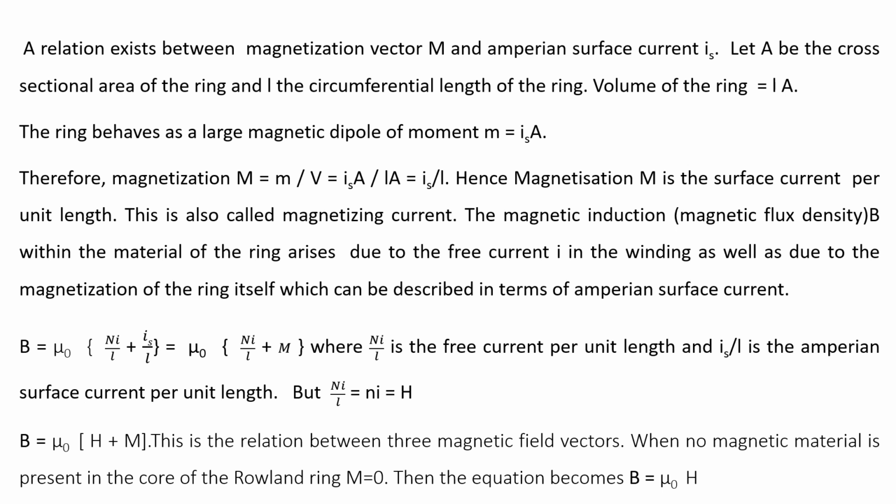Then B becomes B is equal to mu 0 into H plus M. And this is the relation connecting the three magnetic field vectors B, H and M. When there is no magnetic material present in the core of the Rowland ring, there will not be any magnetization, and M will be 0. Then the equation becomes B is equal to mu 0 H.